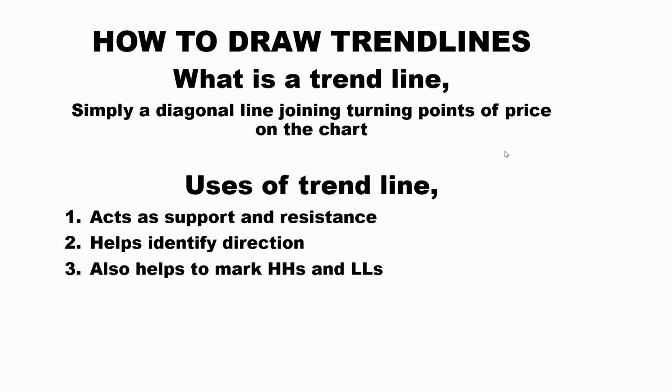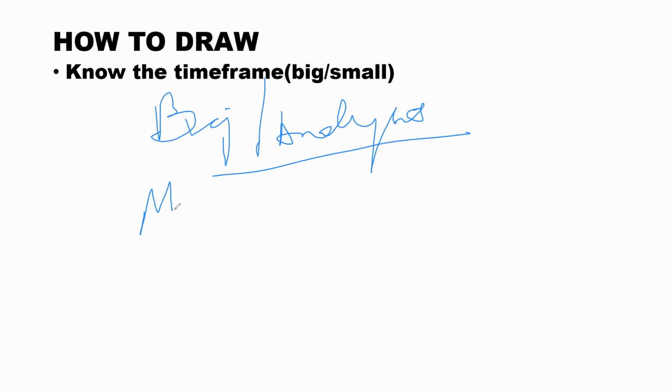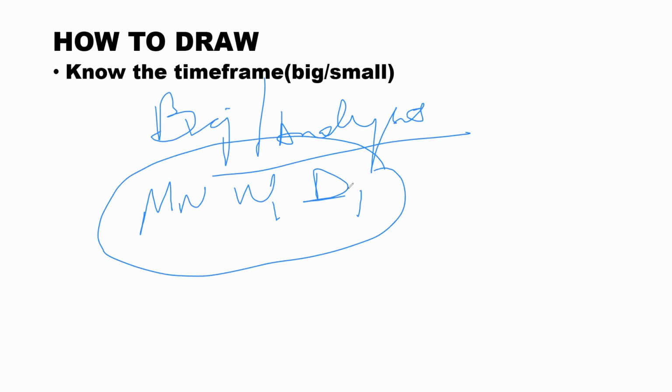Now, let's just talk about how to draw the trend lines. The very first thing is you have to know the time frame in which you are. Remember, we talked about time frames. If you're not aware of the different uses of time frames, I'm also going to attach the video in the description. Make sure you watch it. Different time frames have different uses. If you're in a big time frame, or what we call an analysis time frame, I mean monthly, weekly, and daily, any of them, depending on the type of trader you are.